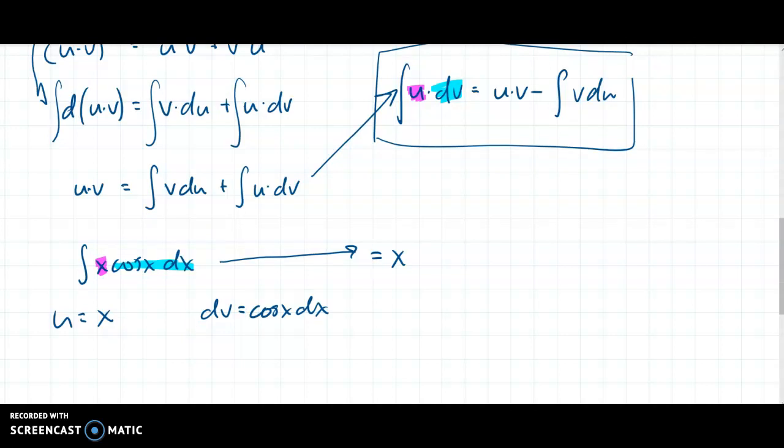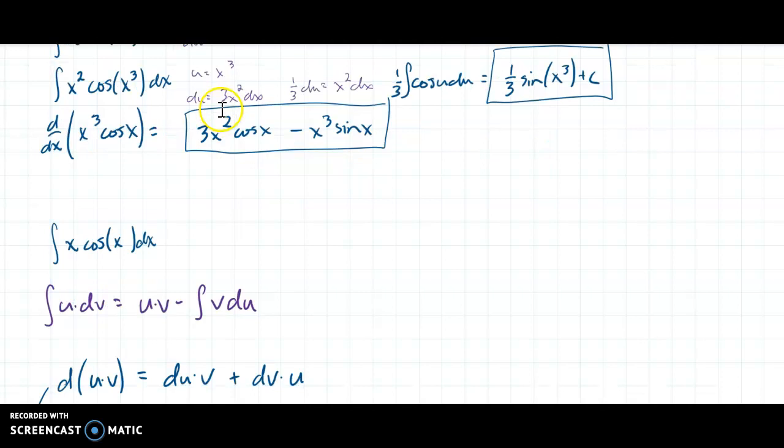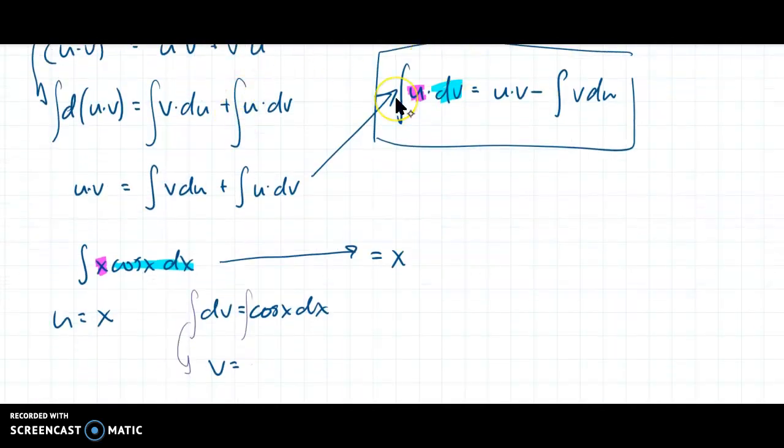So let me do it in a different color. I'm going to integrate this and this to get that v is equal to the integral of cosine x dx. Remember, we just did it. It's up here, cosine x dx. That's sine x. And I'm going to write sine x. I'm not going to write the plus c. Maybe I will explain it later.